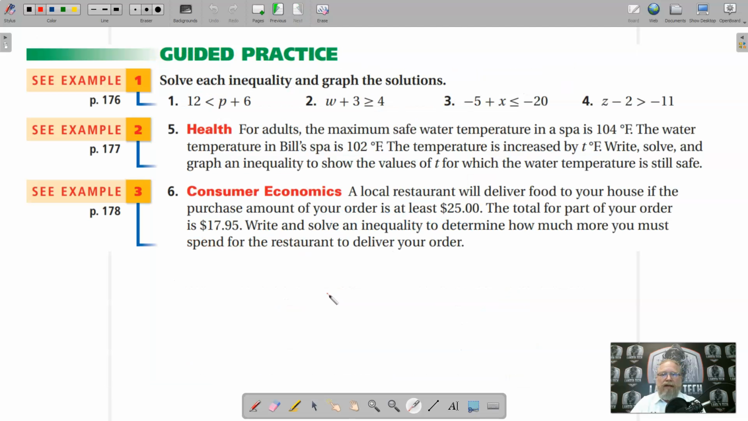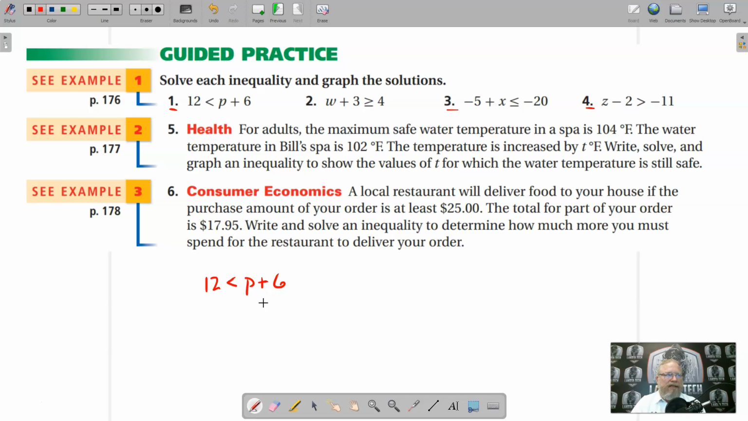That brings us to our guided practice. So number 1, and I'm probably just going to do a couple examples from number 1. Let's do 1, 3, and why not 4? We'll try to get 3 of them in there. So we have 12 is less than P plus 6.